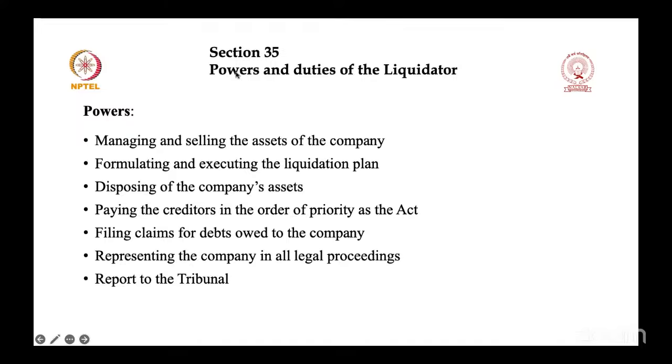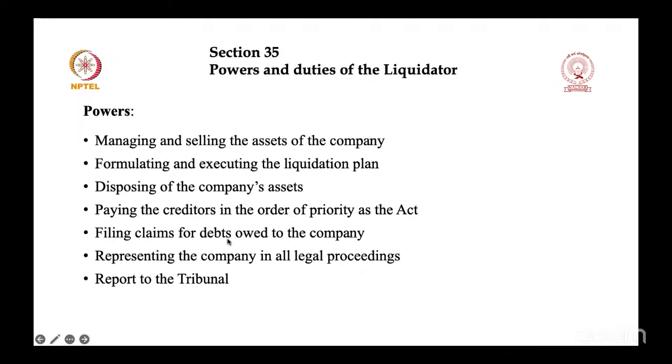So as part of this very, very important role, the liquidator is expected to manage the selling of the assets of the company. We already know that there are various methods and modes for selling the assets of the company, so he shall handle that. Two, he shall formulate a liquidation plan as to what steps he will take for completion of liquidation, and that plan shall be executed according to what he has formulated. Then, the company's assets must be disposed of. After that, the creditors should be paid, like we have already understood.